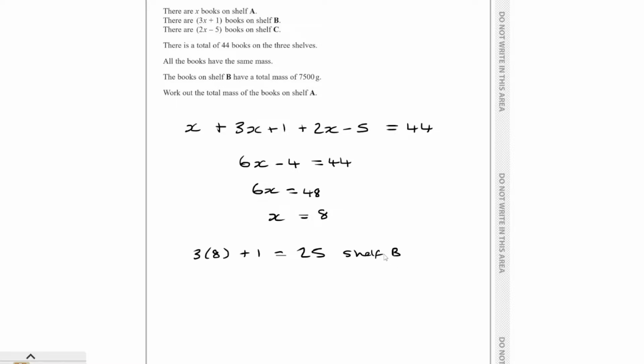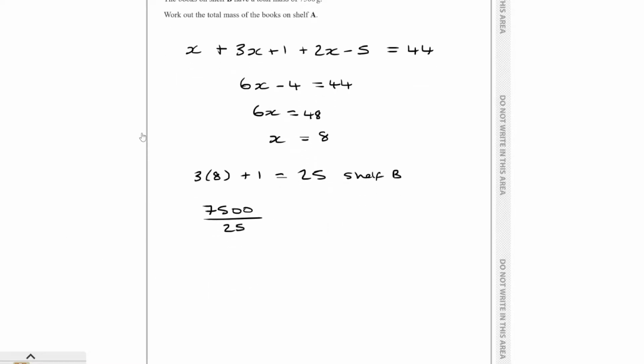So I've got 25 books on shelf B, and the mass of them is 7,500 grams. So I want to know how much one book weighs. So I'm going to have to divide that, aren't I? 7,500 divided by 25. Hopefully you can see they've chosen some quite nice numbers here. You can use bus stop again if you like. You can just simplify the fraction, however you want to do it. But I know that 25 goes, if you ignore the zeros for now, 25 goes into 75 3 times. So then just add 2 zeros.